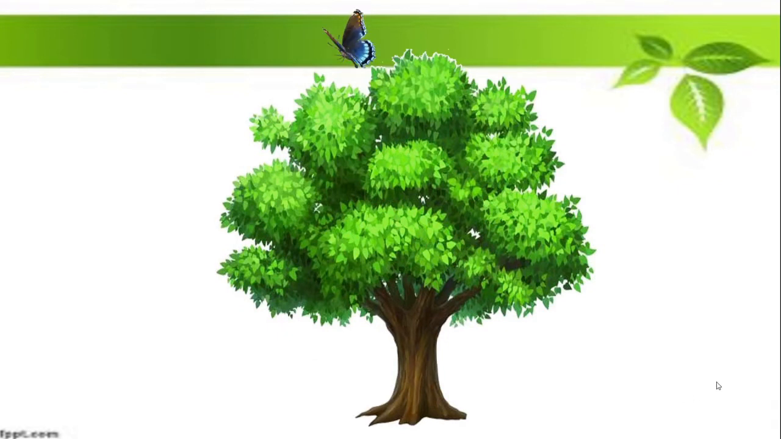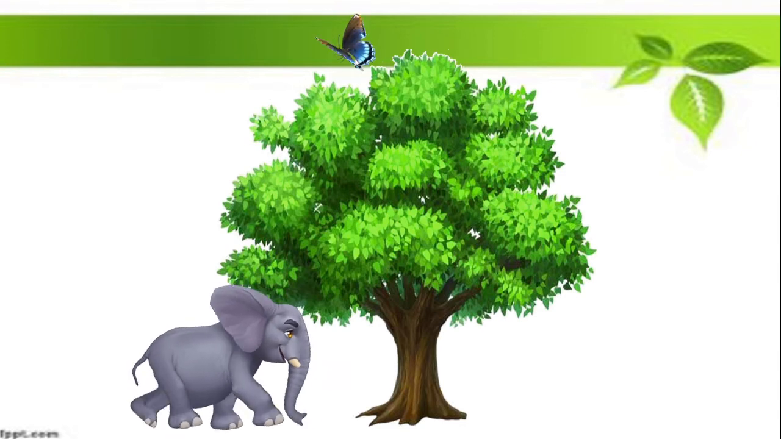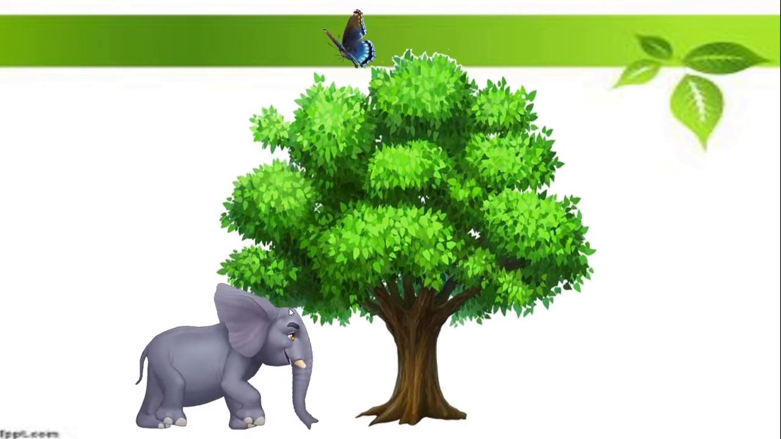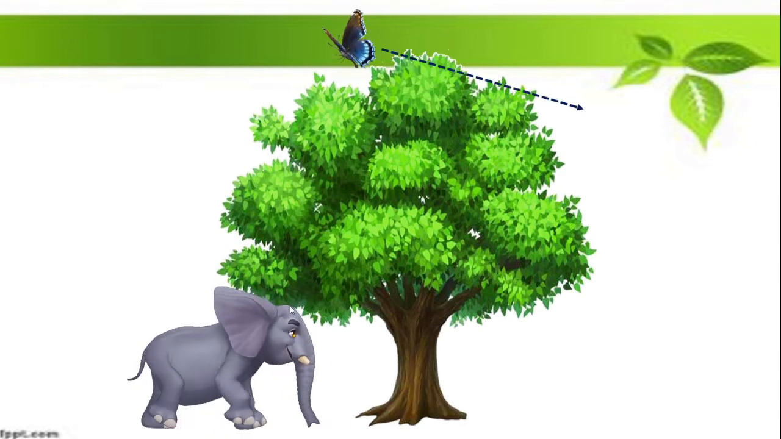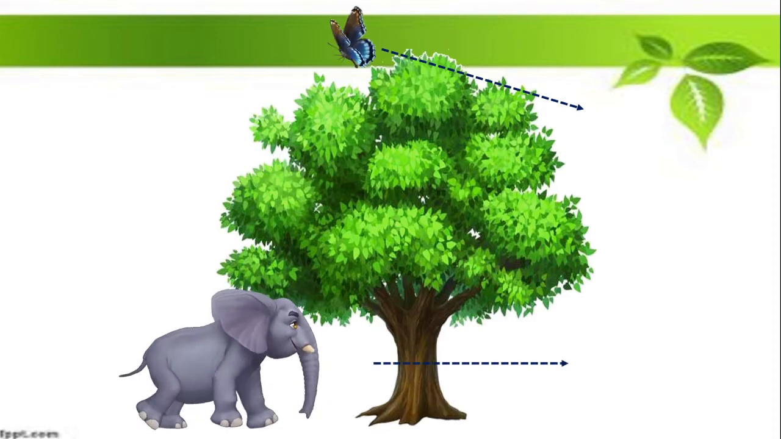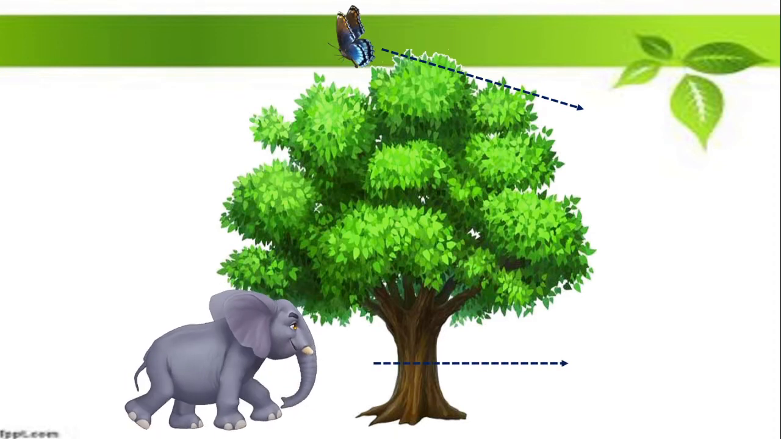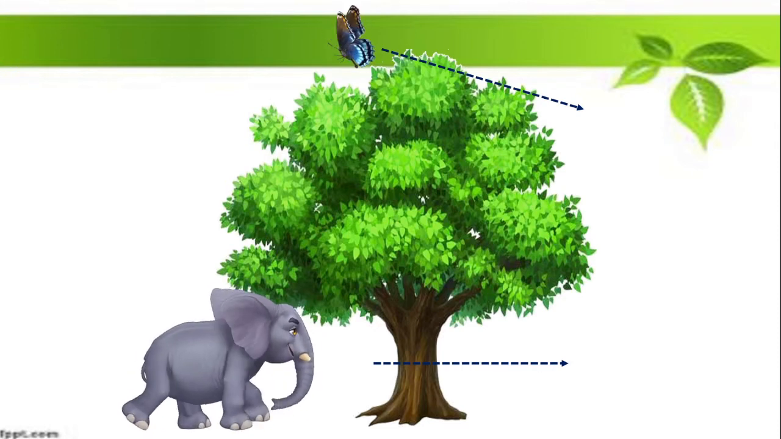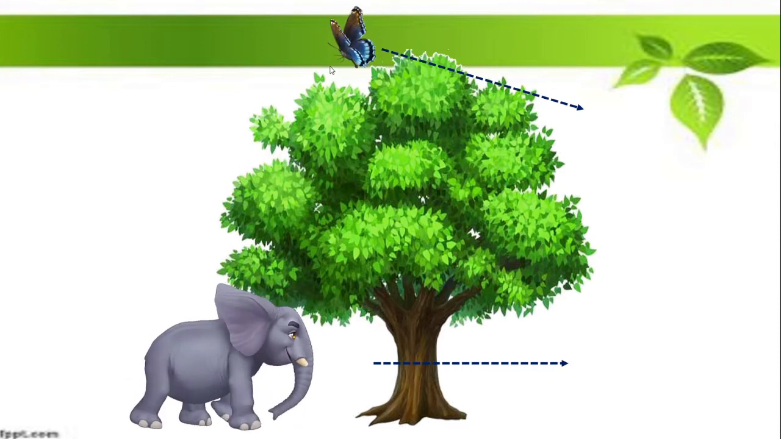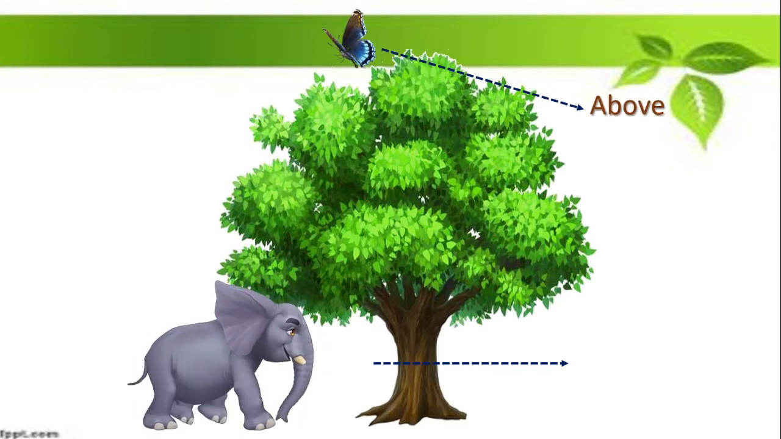Yes, here you can see a tree, right? And you can see a butterfly and an elephant. We will try to see the position of butterfly and an elephant. Yes, dear children, where is the butterfly? Butterfly is above the tree, right?